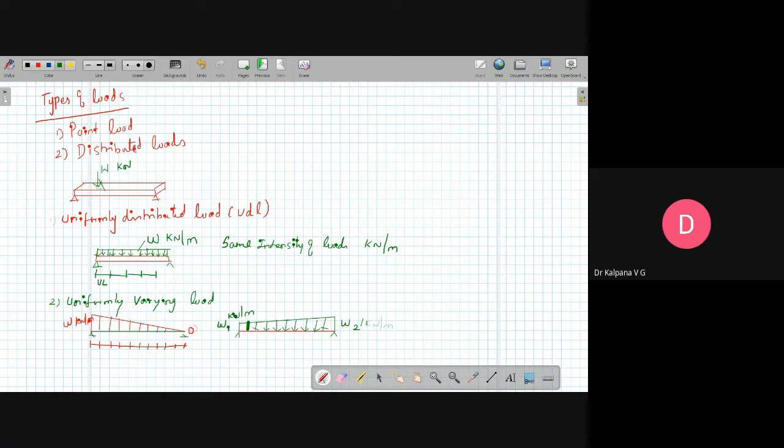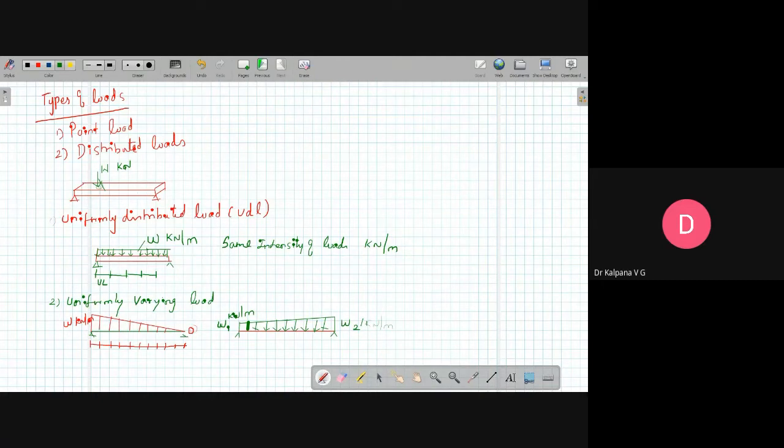So the support reaction will be based on the type of support and the amount of loading which the beam is subjected to. So the intensity of loading too, and the type of loading. In case of point load, how to find the support reaction, and in case of UDL and uniformly varying load, how we can convert this distributed load into a point load. So the very first step is to convert the UDL and uniformly varying load into the point load, and then we can find the moment at any one support or any one point, and we will find the support reaction. From there we'll move on to the shear force and bending moment diagram.